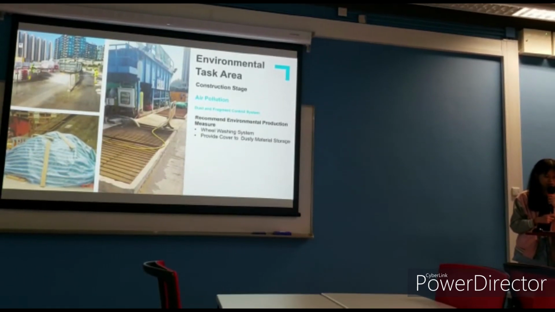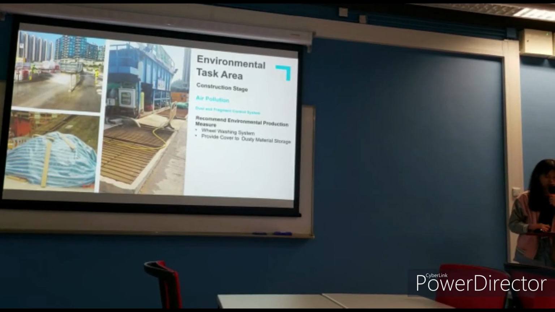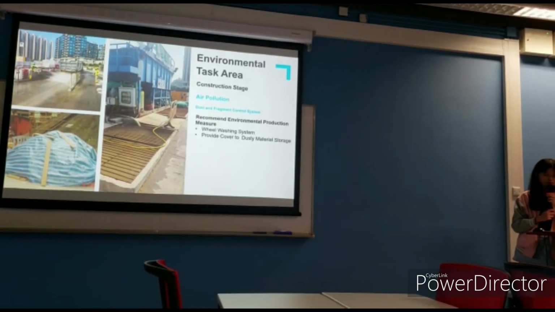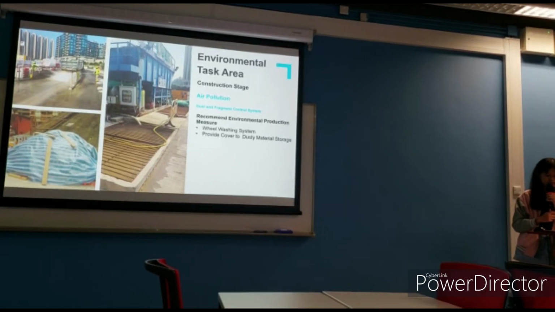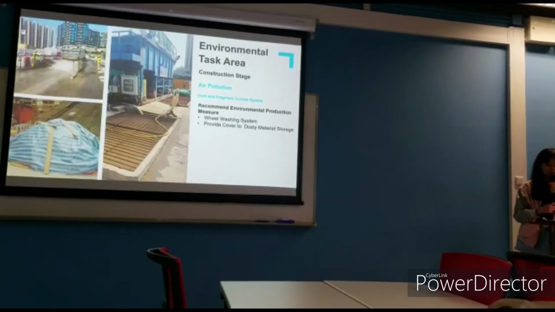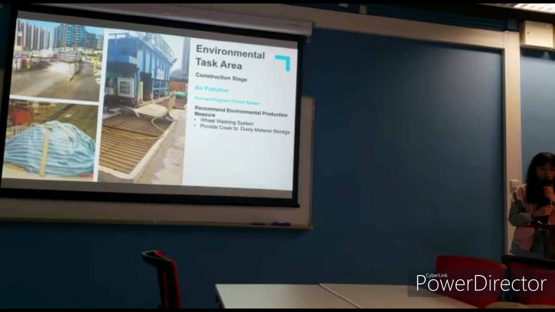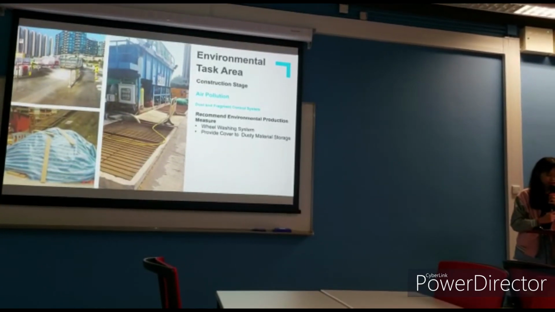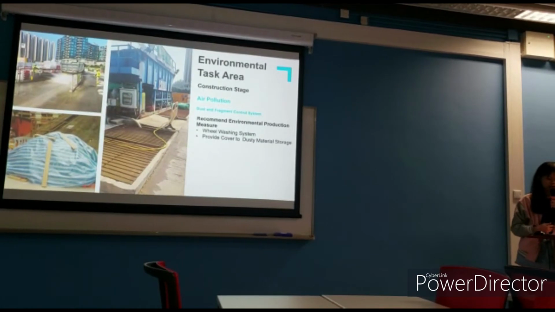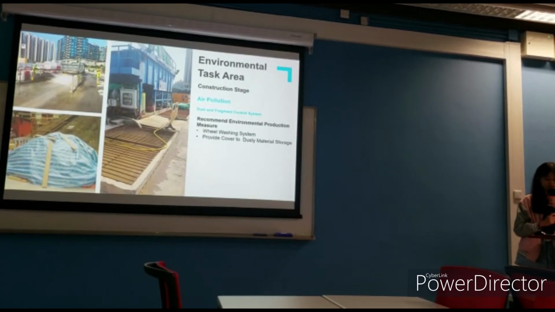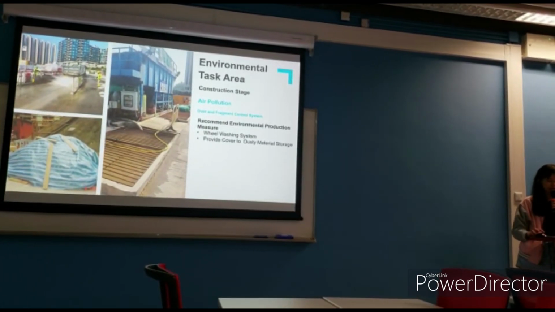The mitigation measure can be achieved by building a wheel washing system. All the trucks getting out from the site will need to drive through the washing pool, and then the worker will use a high pressure water hose to clean the truck before it goes to the road. For another dust control measure, we can provide canvas cover to the dusty material that is stored at the site.